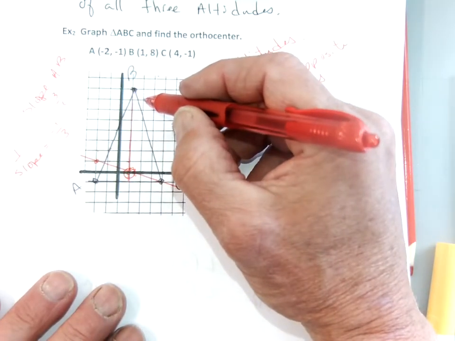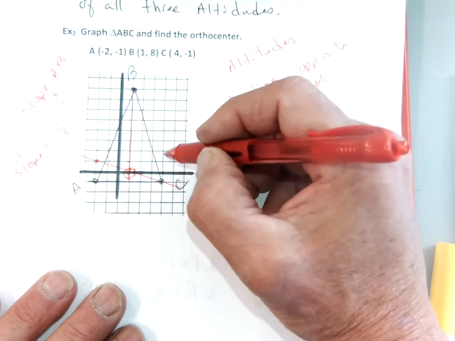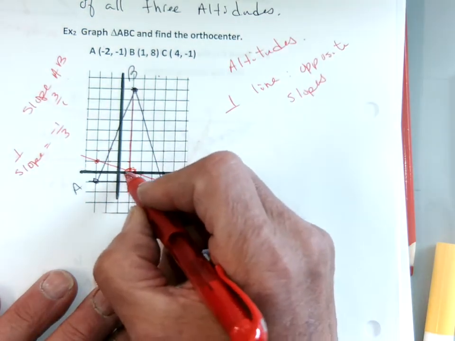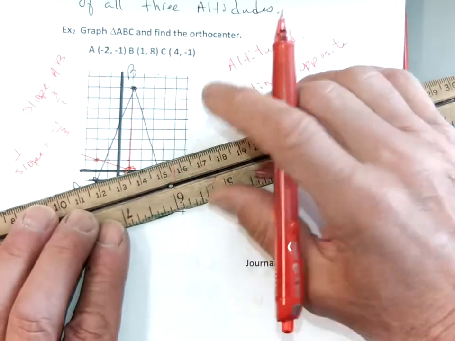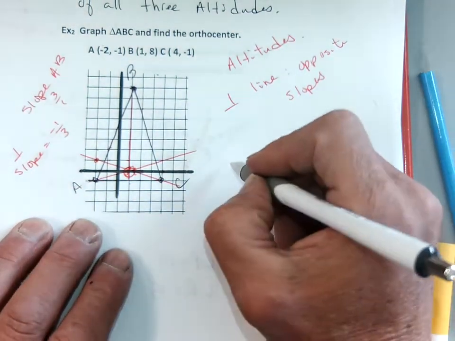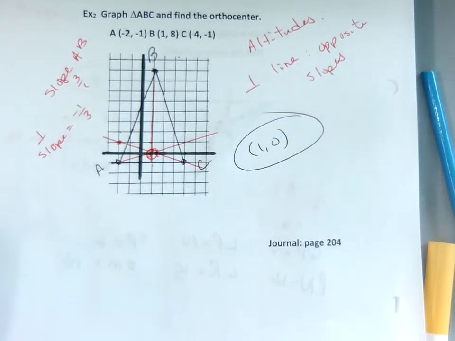1, 2. Let's see. 1, 2, 3. Yeah, this is also 3, 1. So 3, 1. Yeah, it's right there. They all intersect right there. So my orthocenter is at the point 1, 0. Okay. That's all I have for today.